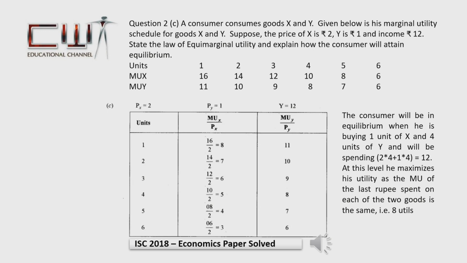The consumer will be in equilibrium when he is buying 1 unit of x and 4 units of y, and he will be spending his ₹12. At this level, he maximizes his utility as the marginal utility of the last rupee spent on each of these two goods is the same, that is 8 utils.